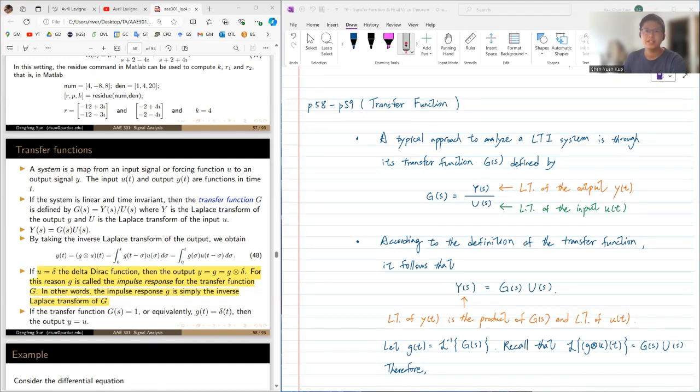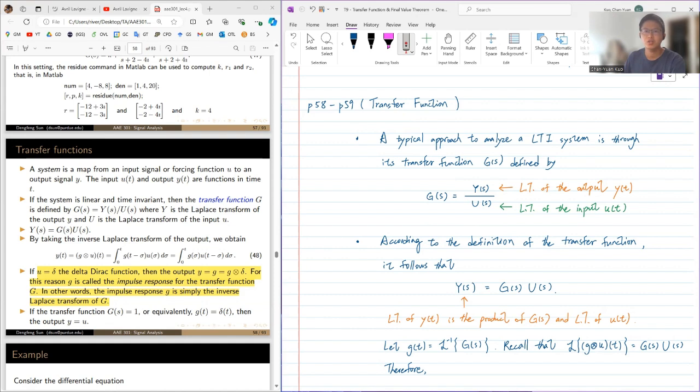Okay, we've looked at the LTI systems. Now let's learn how to analyze an LTI system through its transfer function. The transfer function of an LTI system is a function G(s) in the S domain that describes the input-output relationship of the system, and it is defined as the fraction Y(s) over U(s). Here, Y(s) is the Laplace transform of the output y(t), and U(s) is the Laplace transform of the input u(t).